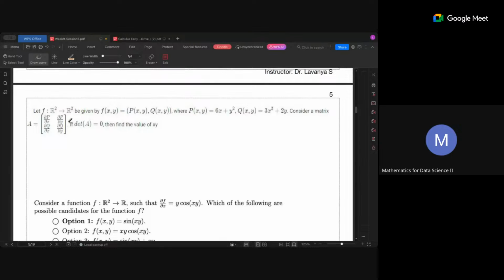So let f from R2 to R2 be given by f of (x, y) is equal to (p of (x, y), q of (x, y)), where p and q are again multivariable functions. Now consider this matrix A given by this. So given that determinant of A is 0, find the value of xy. So what is first of all the matrix A? Let us compute. What is dou p by dou x?